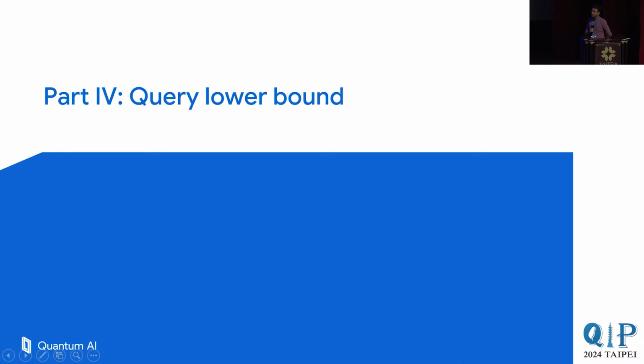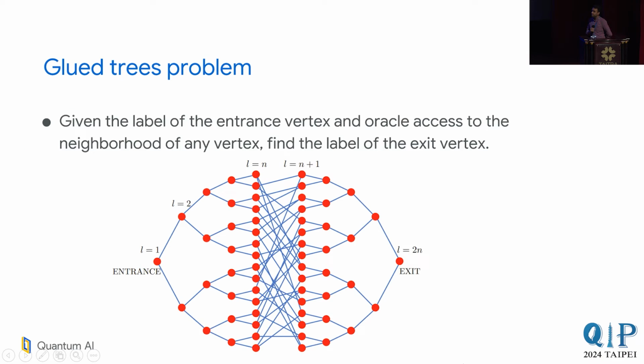Okay, so that's the algorithm. And maybe let me tell you a little bit about the lower bound for why this problem is hard. This relies on the glued trees problem. Maybe some of you have seen this before. It's a famous problem in query complexity. So you're given this graph, which looks like one complete balanced binary tree on the left, one complete balanced binary tree on the right, and some kind of random cycle in the middle that connects them. You're given the label of the entrance vertex, and you don't actually have access to the graph.